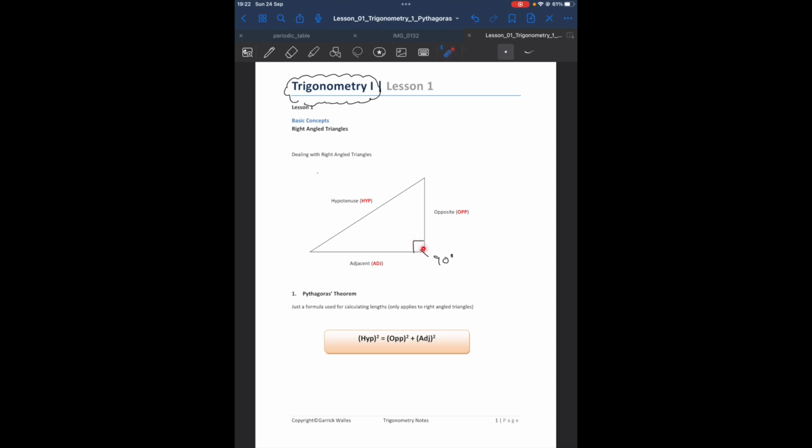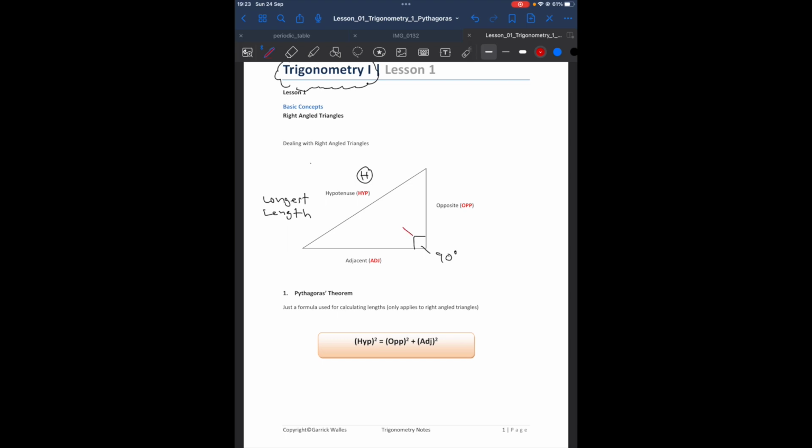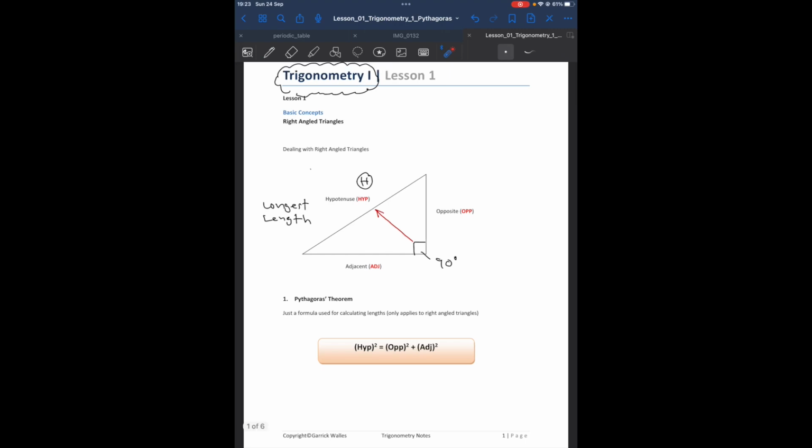The length which is directly opposite the 90-degree angle is always called the hypotenuse, or the H. And the hypotenuse is basically the longest length in your right-angled triangle. It is always opposite the 90-degree angle. It's the length the 90-degree angle looks at. And that is the most important length in any right-angled triangle. In terms of labeling, that is the length that you have to get correct.